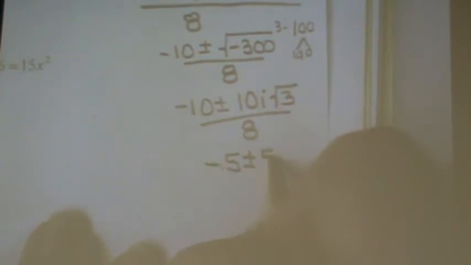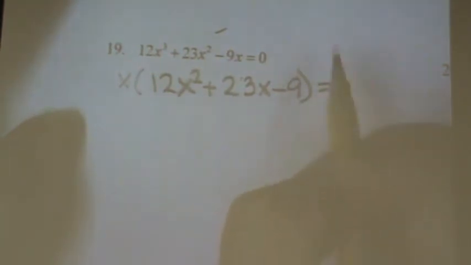I'm going to work down because I'm running out of room. How do you break up 300? Well, 300 is 100 times 3, and 100 is 10 times 10. So it is negative 10 plus or minus 10i root 3 over 8. And the last thing you can do is take out a 2. I would take a 2 out of these 3. You get negative 5 plus or minus 5i root 3 over 4. That's your best answer.